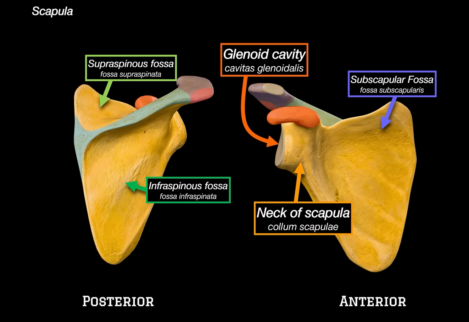Now, another landmark we can see on the scapula is the spinoglenoid notch. This notch lies just under where the spine of the scapula meets the glenoid, and it serves as a passageway for the suprascapular nerve and vessels as they make their way to the infraspinatus muscle.